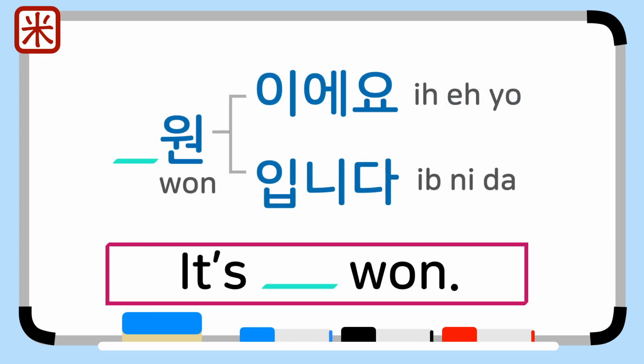So if you ask how much, the clerk will tell you the price. In that case, they will use this form to answer you. Won is the Korean monetary unit. Our money looks like this. Anyways, we will put the number in front of won, and 이에요 or 입니다 will follow after. There is no big difference between them. Both are formal, but 입니다 sounds more formal.